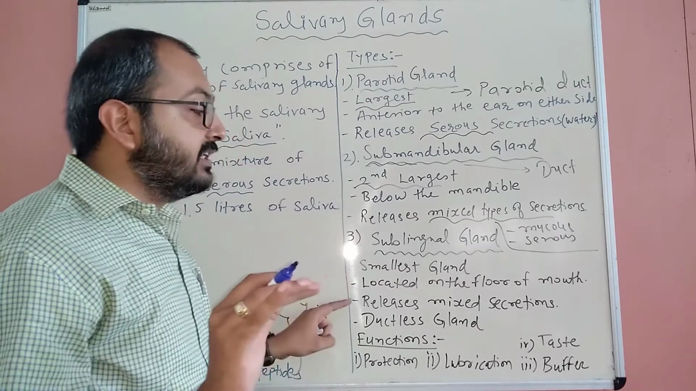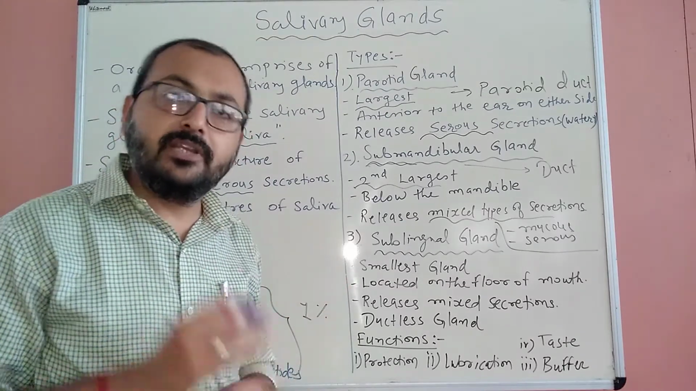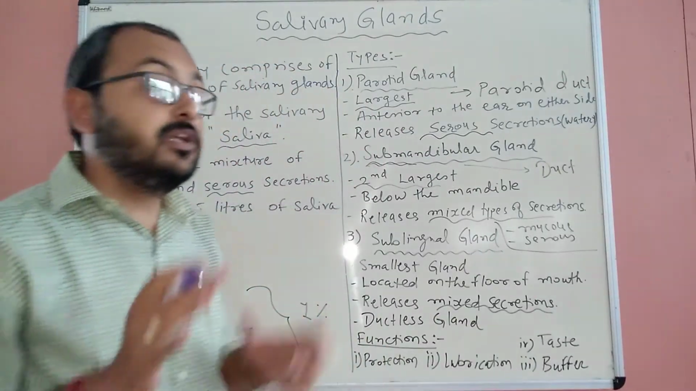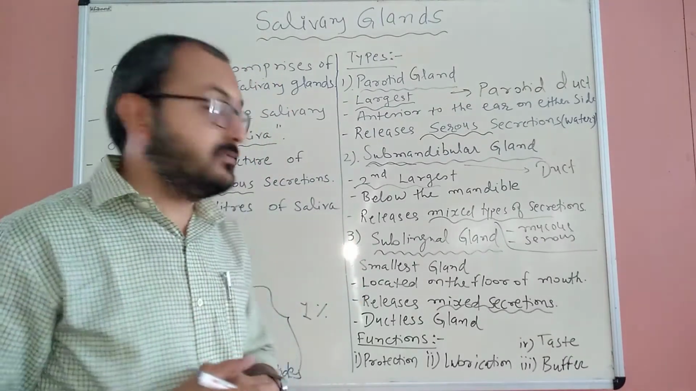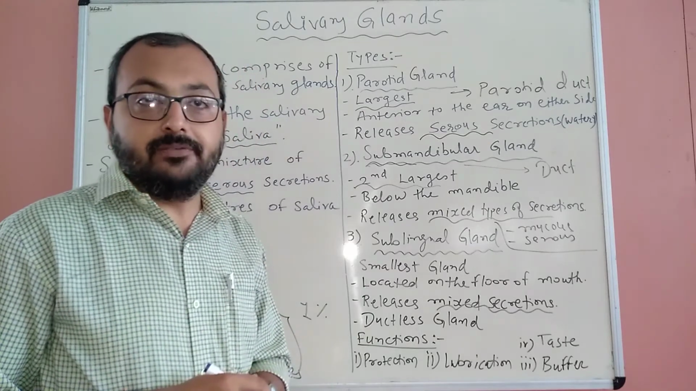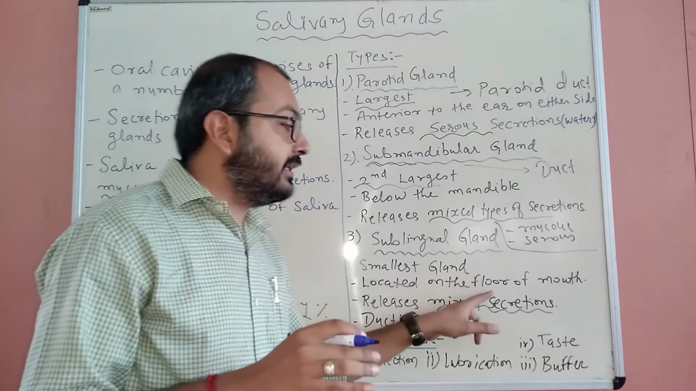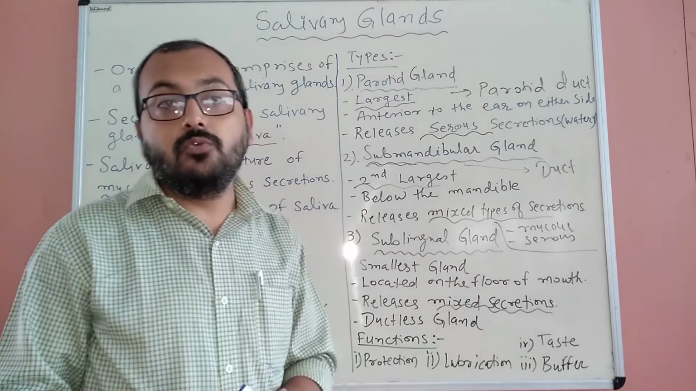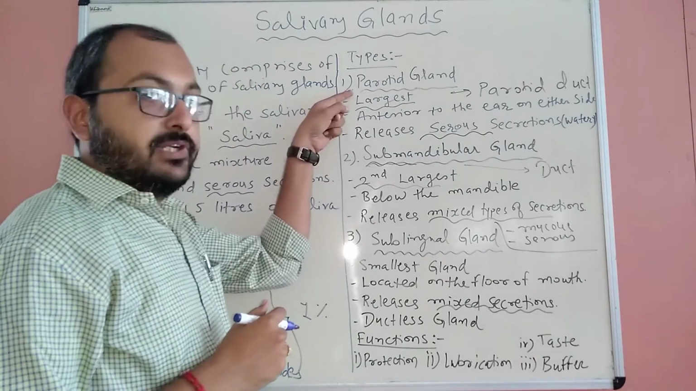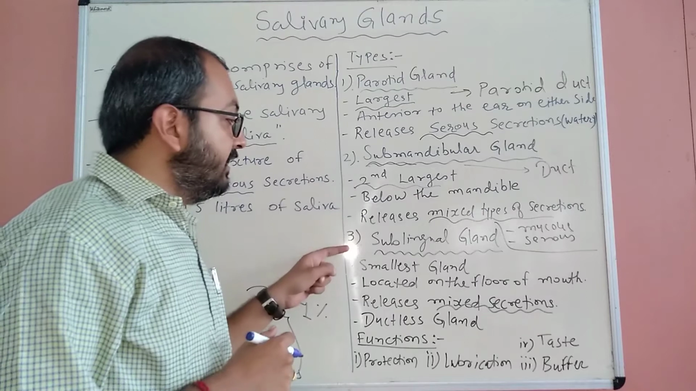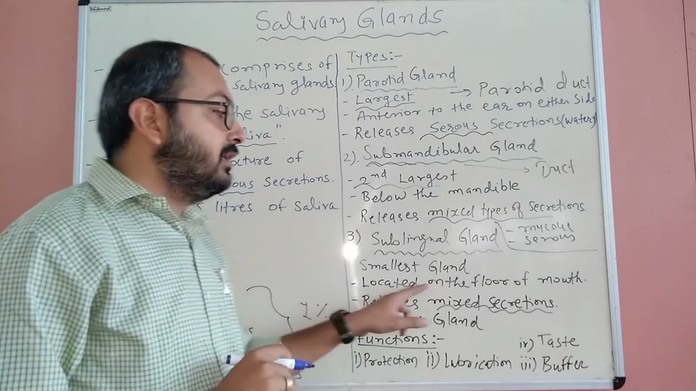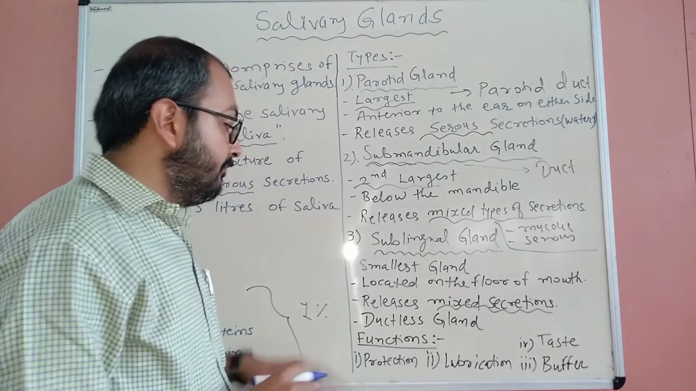Which types of secretions may it have? Again, it will have mixed secretions. That is, they may secrete mucus as well as serous. Where exactly are they located? They are located just at the floor of the mouth. So in their view, first the parotid gland, next the submandibular gland, and third the sublingual gland, just like a step. So they are located on the floor of the mouth.